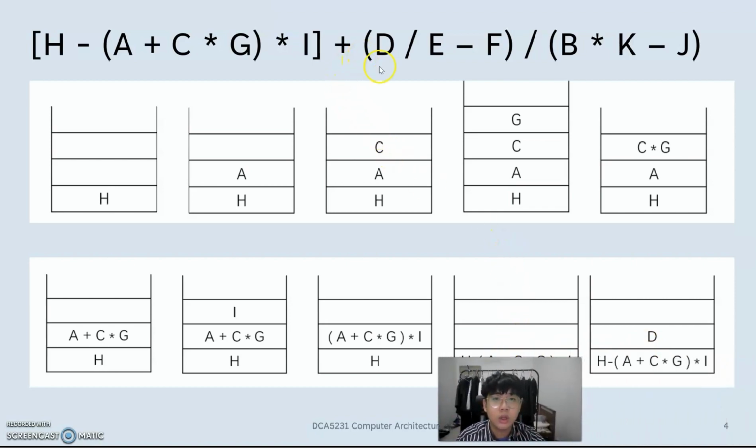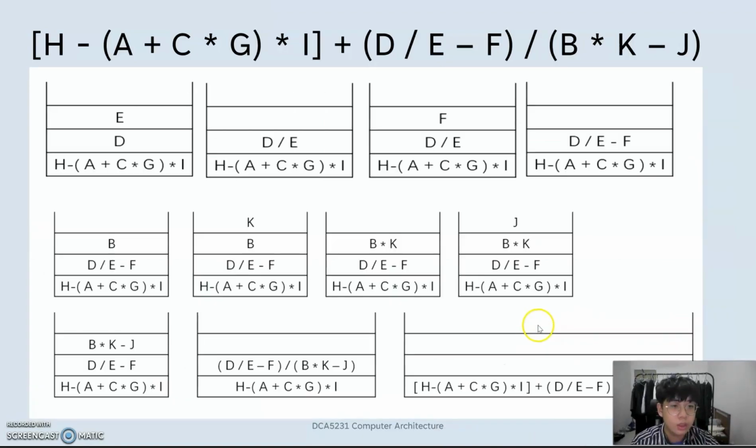Okay, next we do part 2. We push first: push the D, then push the E. Here we don't push the F because we need to do the divide first. So we put the operator divide first, and the answer is D divided by E. Then we push the F and push the minus. So part 2 is D divided by E minus F.